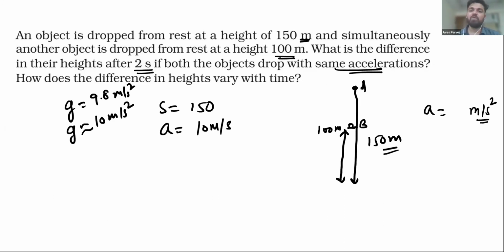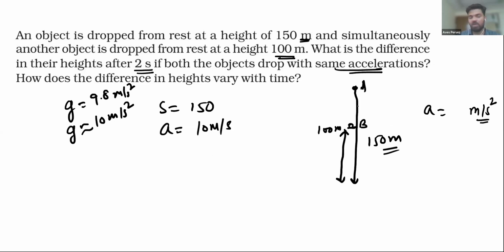And what is the difference in their height after 2 seconds, if both objects are dropped with the same acceleration? We need to calculate the difference in their height. One is dropped at a height of 100 meter, the other at a height of 150 meter. If I simply ask what was the difference in their heights initially, before the drop? 50 meters.